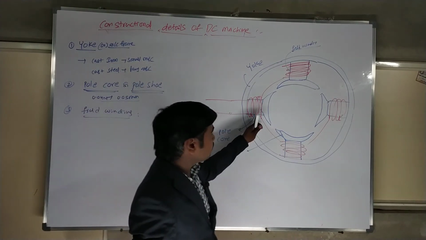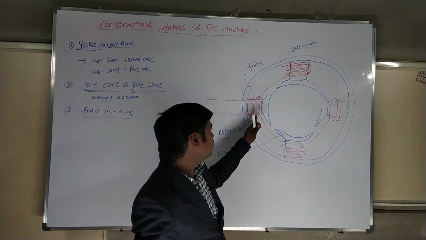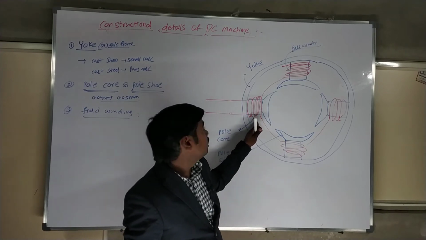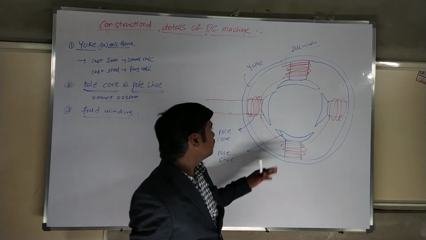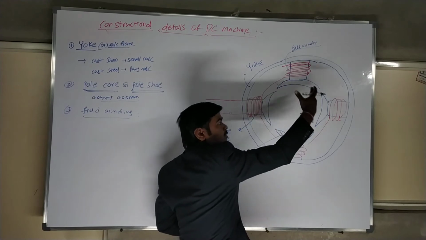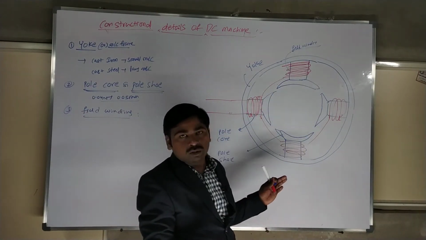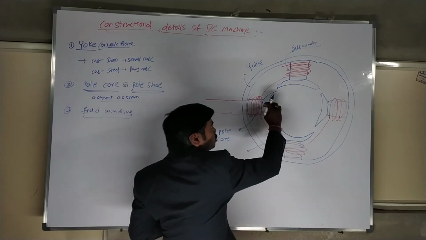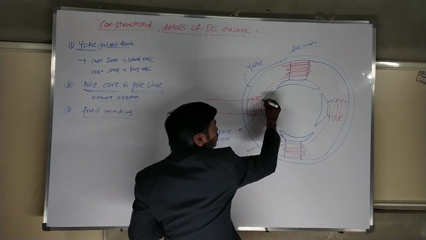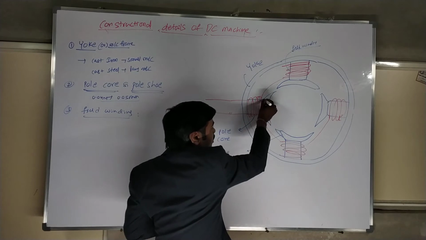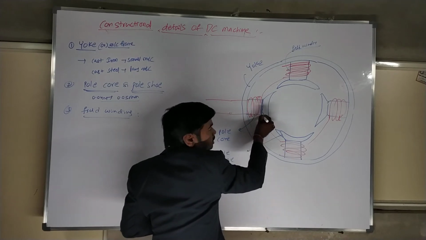So when power is supplied, this pole core will automatically be excited. Field flux will be created, and the flux distribution will take place all around. To cover more distance of flux distribution, the pole shoe supplies flux to more area. If you don't use a pole shoe, the flux distribution takes place only over this area.